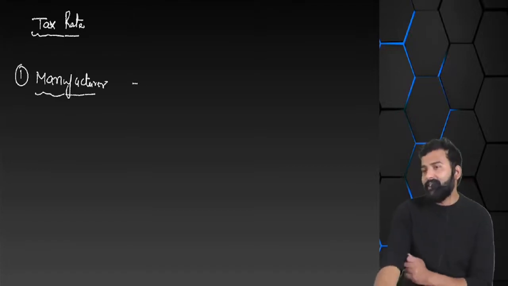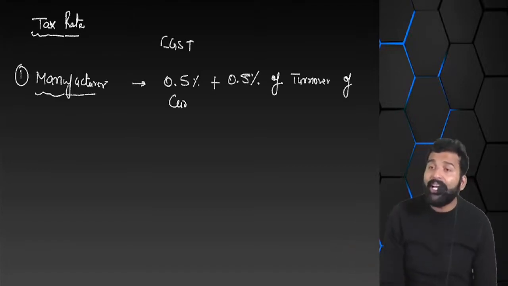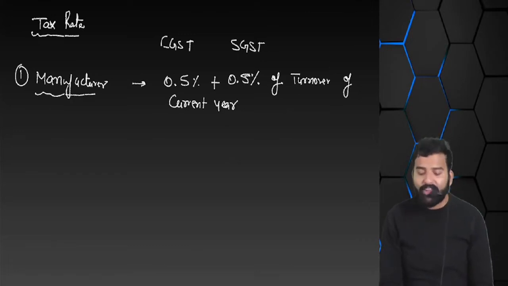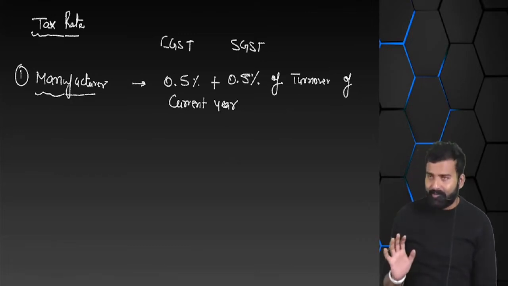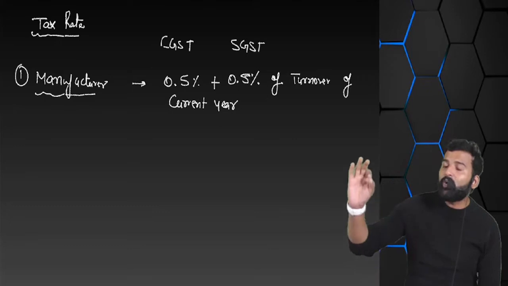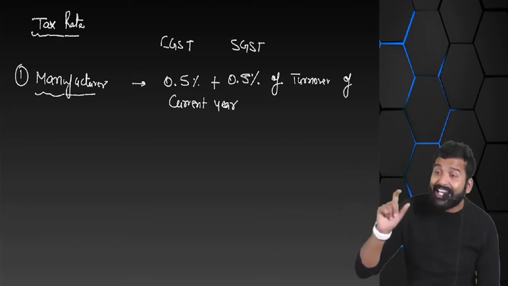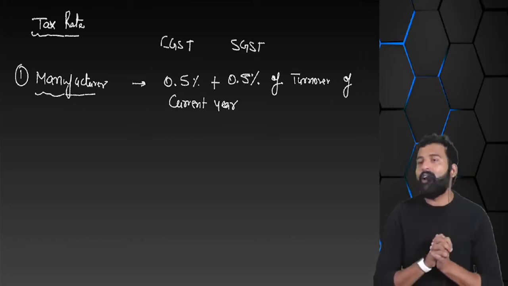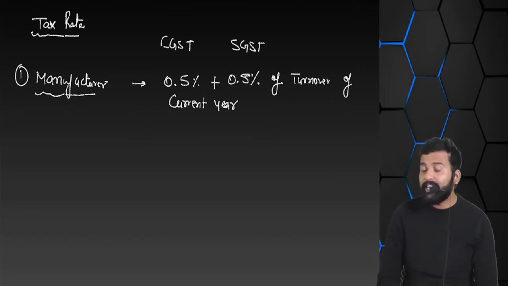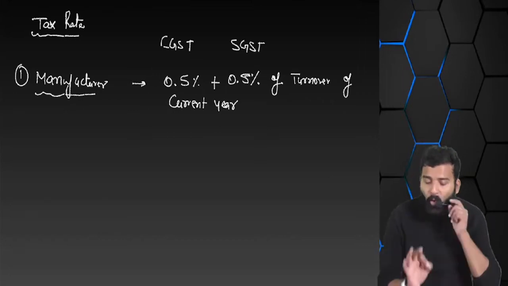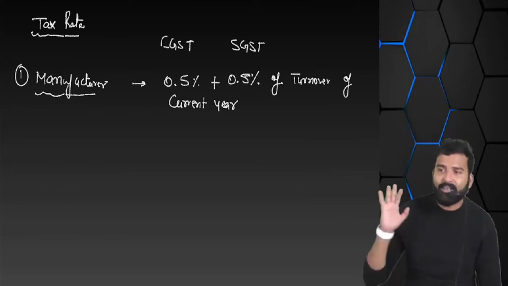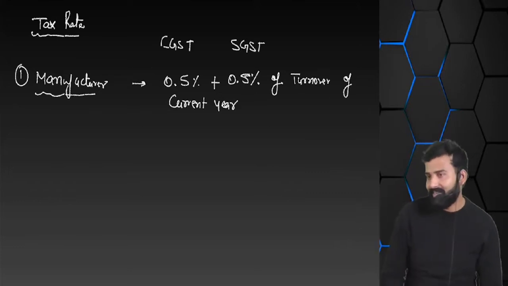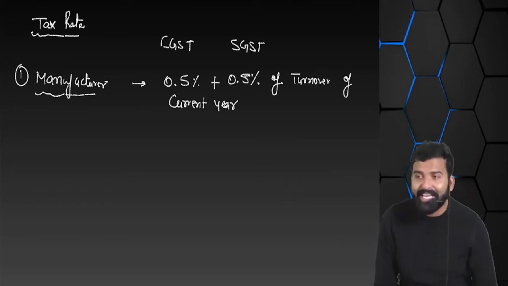For a manufacturer, the rate of GST is 0.5% plus 0.5% of the turnover of the current year. So how much turnover are they doing? Turnover means aggregate turnover of the current year. It means they have to pay 1% of the aggregate turnover in the current year as tax liability. So the rate of GST is very low.